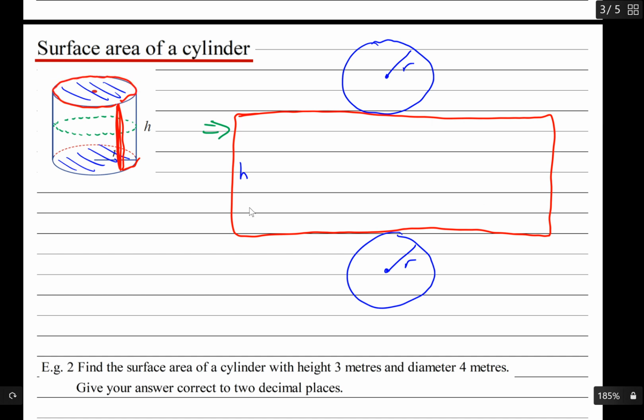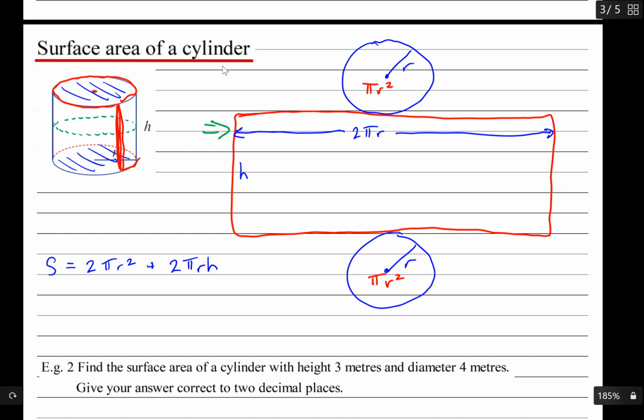So that's going to give me the length here, 2 pi r. So that's the width of the rectangle there. Okay, so the surface area of a cylinder is going to be, well, this circle will have area pi r squared. This will be pi r squared. So I've got 2 pi r squared. And the area of my big rectangle here, that's going to be 2 pi r times h. So that's 2 pi r h.